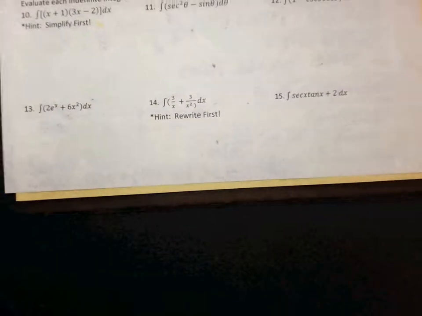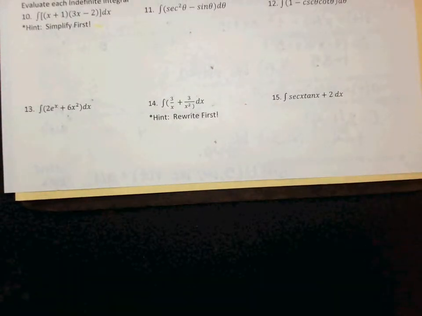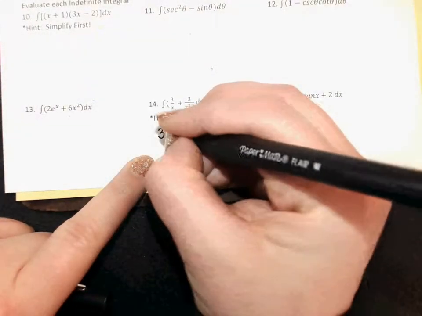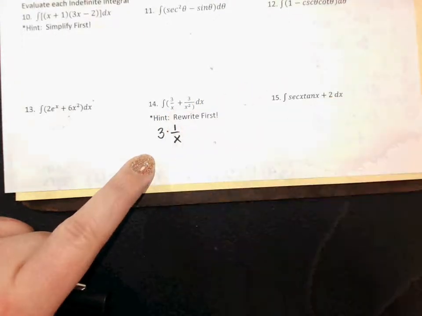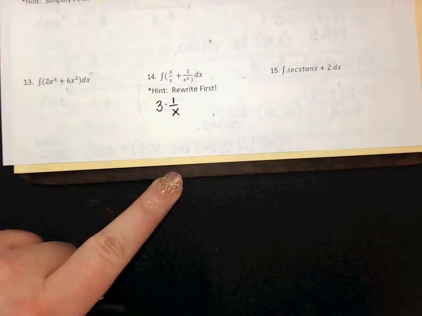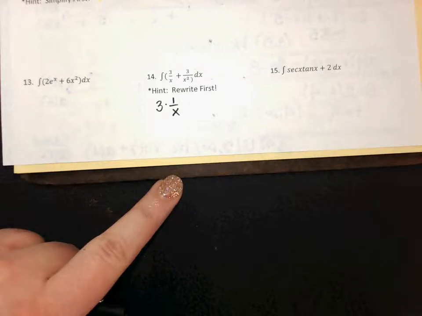Alright, let's look at 14 first. We have about 10 minutes. Now, that first one should look familiar because we just did one like this. What is the 3 over x? What's going to happen? Yes, you would rewrite this as 3 times 1 over x. Why would we do that? What's the integral of 1 over x?